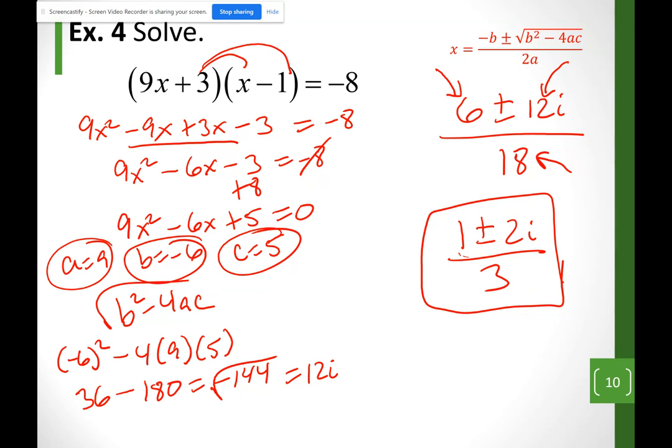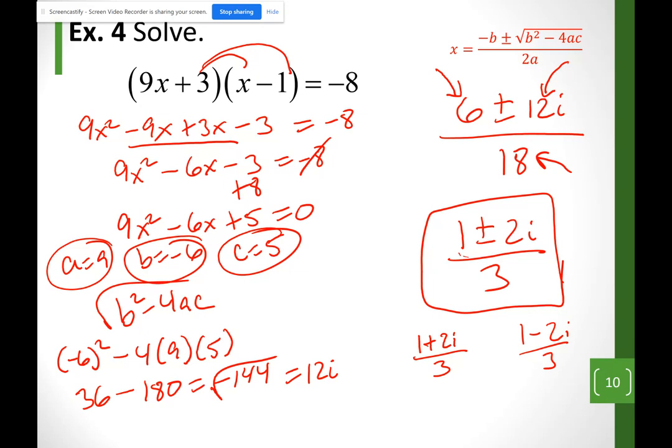Now my math lab, this is fine. 1 plus or minus 2i all over 3. That's correct. My math lab sometimes might ask you to break it as 1 plus 2i over 3 and 1 minus 2i over 3. Right, just split the plus or minus. Sometimes it might ask you to split it.